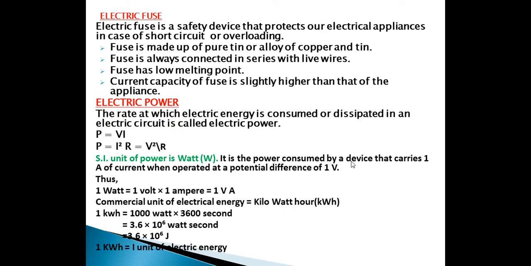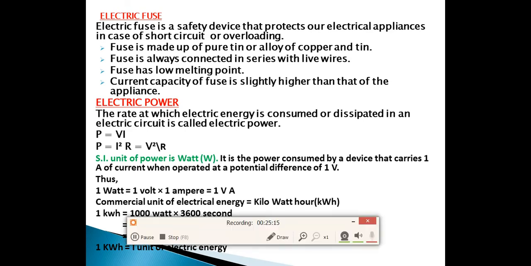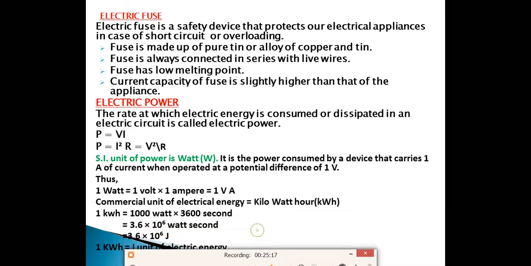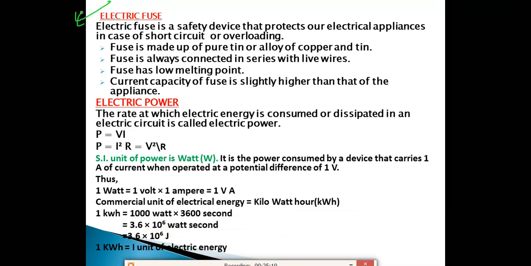Now we are going to read about electric fuse and electric power. See, so what is electric fuse? Electric fuse is a safety device that protects our electrical appliances in case of short circuit or overloading. So what is a fuse? It is a safety device which protects our electrical appliances from short circuit and overloading. And fuse is made up of pure tin or alloy of copper and tin. It can be made up of pure tin or it can be made up of alloy of copper and tin.